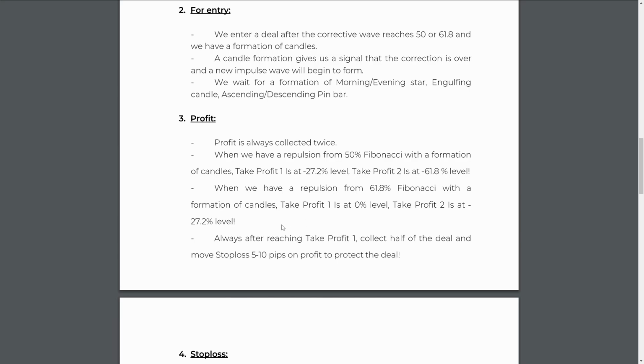The top candlestick formations are the engulfing candle, morning star for long position, evening star for short position, and pin bar with tail up or tail down. These are the top candlestick patterns.